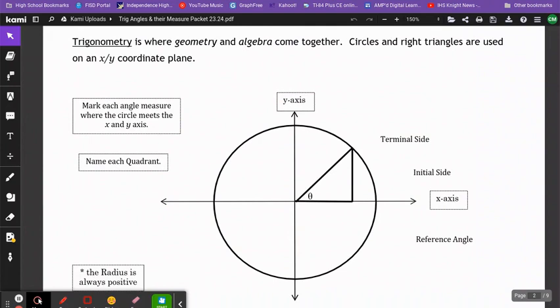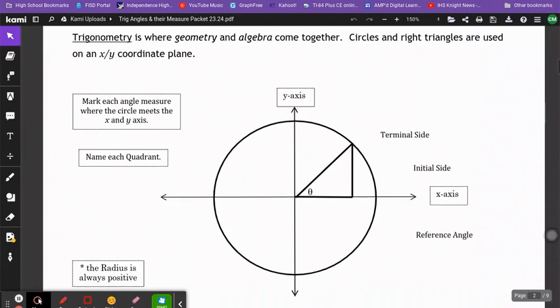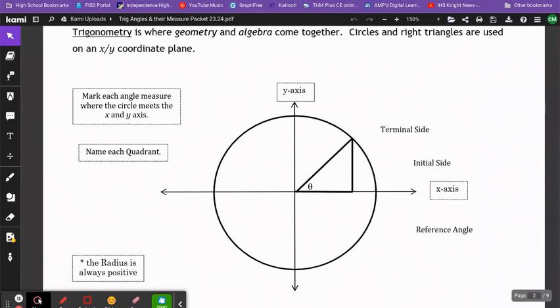Trigonometry, we've said, is where geometry and algebra come together. So we need to go over a little bit of vocabulary. When I have a circle that is sitting on an XY coordinate plane, I'm getting ready to start talking about the unit circle, which is a special circle that sits on the XY coordinate plane. And so in preparation for that, let's remember angles and how to find them and their measures around a circle.